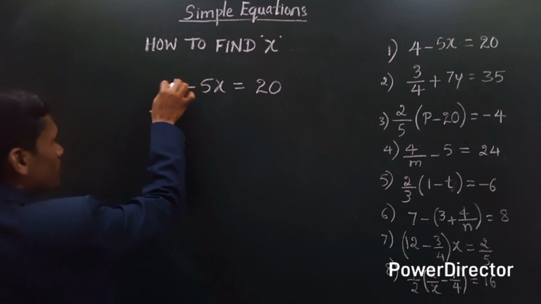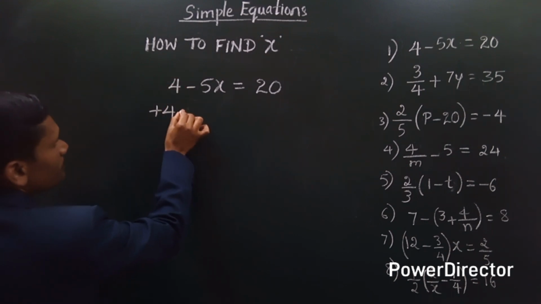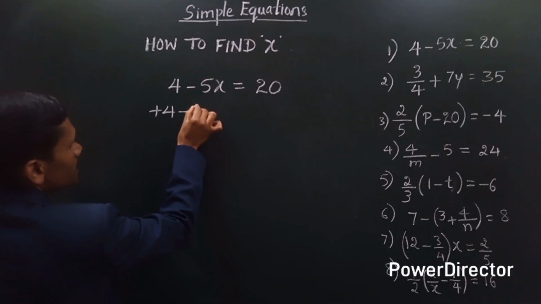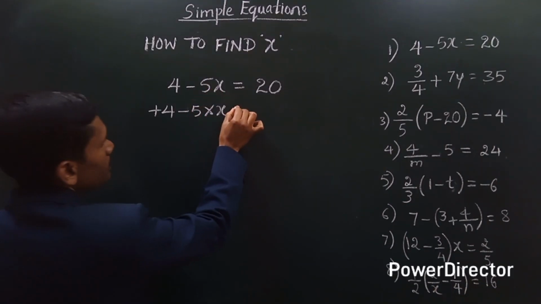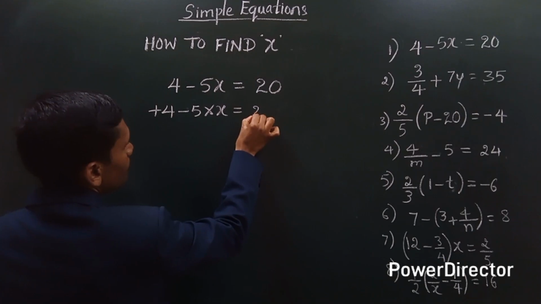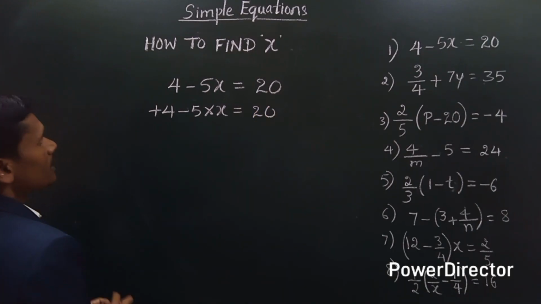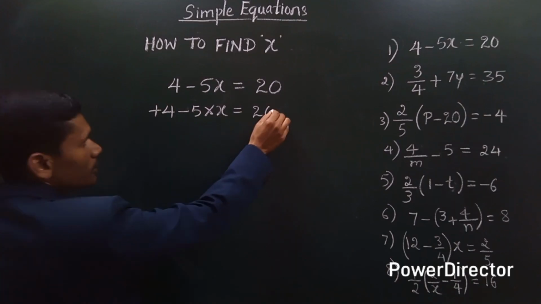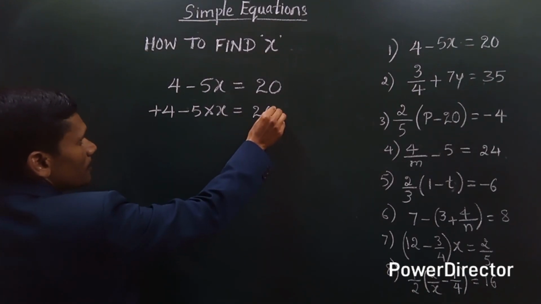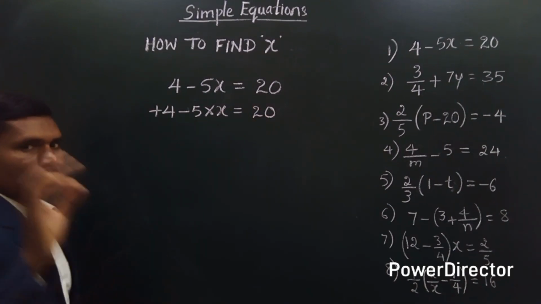Plus 4. You can write 4 as plus 4 as it is. Now this you change like this, 5 into x. In the beginning you follow these methods. It becomes the simplest one. Now this is 20 as it is. Now along with the sign you have to transpose a particular number to the right side. When you transpose, keep it in mind.